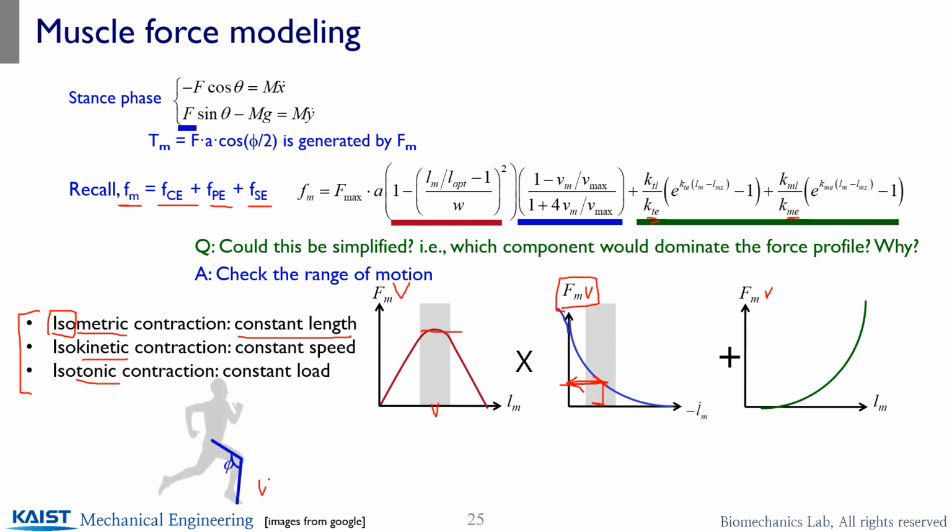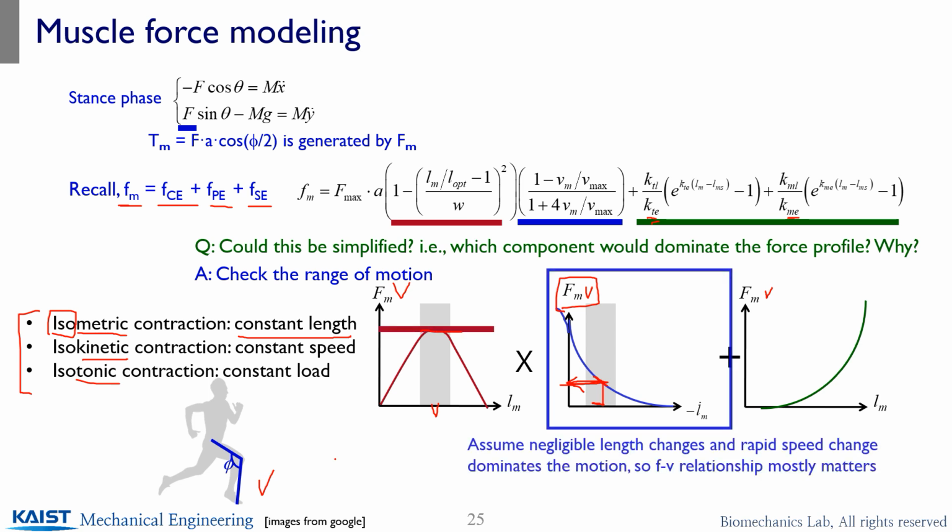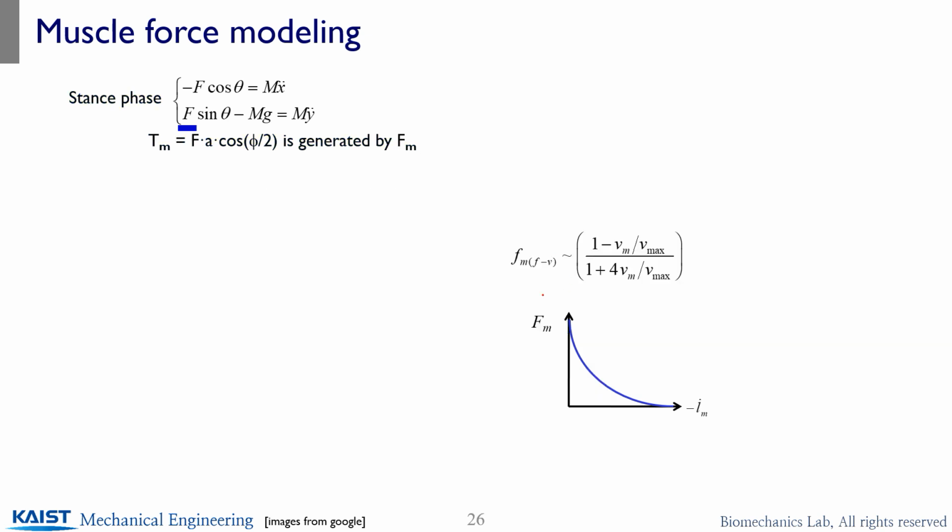So what's really the case for jumping? Well, it's a really short amount of time, right? So we will assume that the very rapid change in velocity matters, the force-velocity relationship matters, and compared to that, the length change and its corresponding force change will be negligible. Of course, this is an assumption, so we should check later whether this assumption was valid. But at this point, to make this problem simple, we assume that the muscle forces are approximated by the force-velocity relationship only, like this.